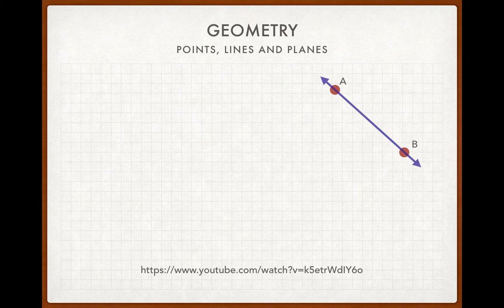And if a line goes through 2 points, to describe the line we describe it according to the points it goes through. So we call that line AB. Just AB are the 2 points it goes through.